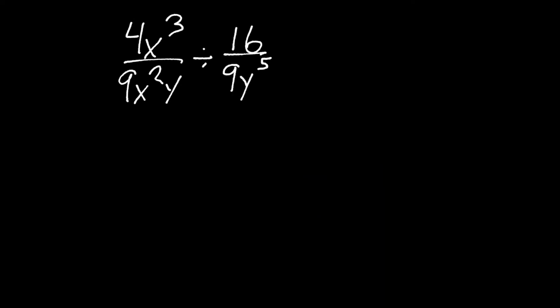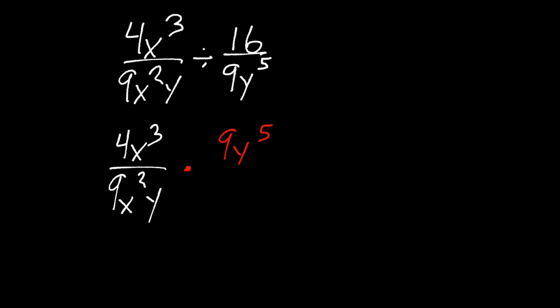Alright, we've got 4x to the third over 9x squared y divided by 16 over 9y to the fifth. Like I said in the intro, the very first thing is we're going to get rid of this division by keeping the first fraction the same and flipping the second fraction to make this multiplication. So I still have 4x to the third over 9x squared y, but we're changing it to multiplication times 9y to the fifth over 16.